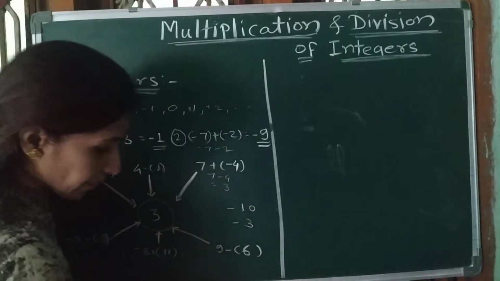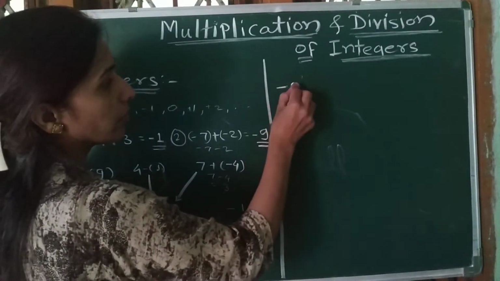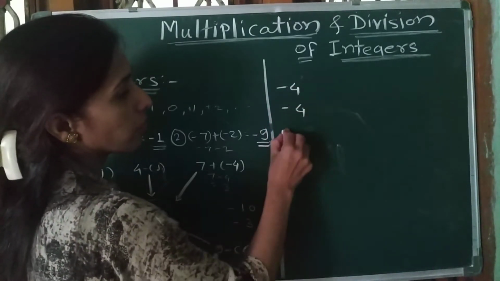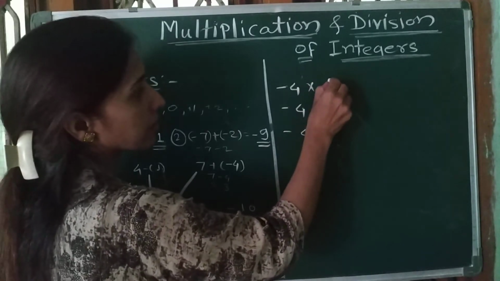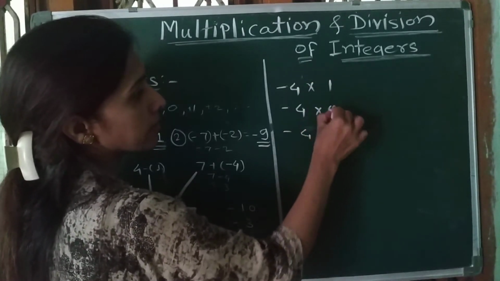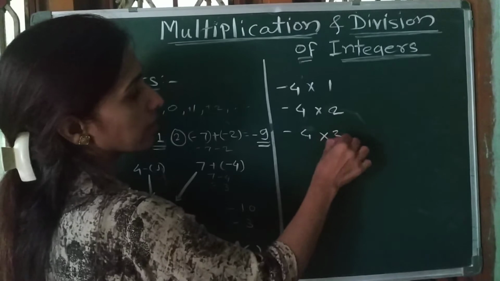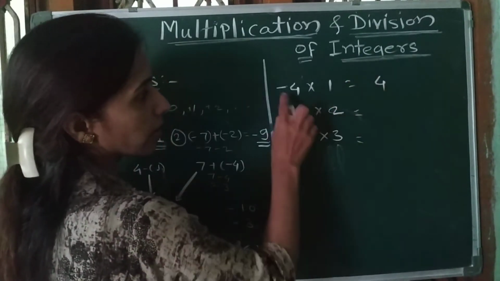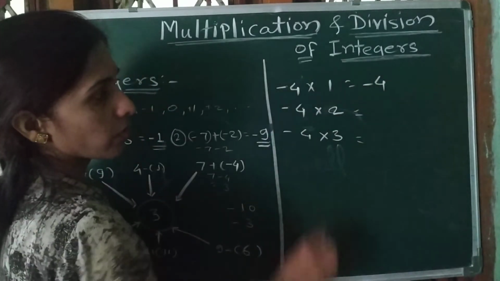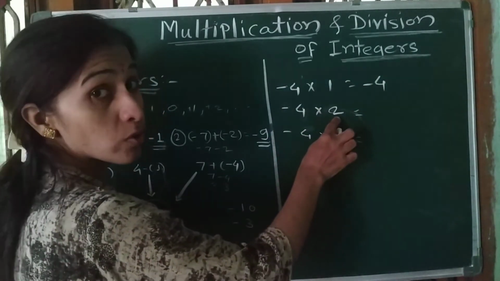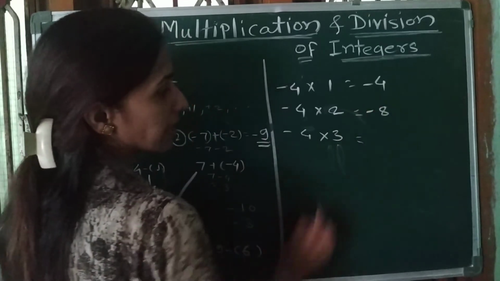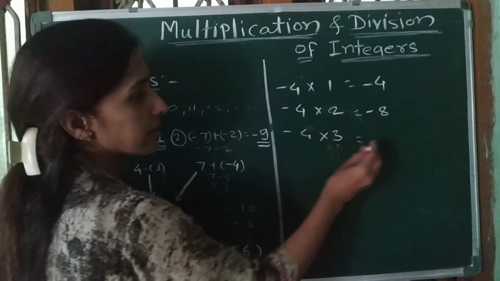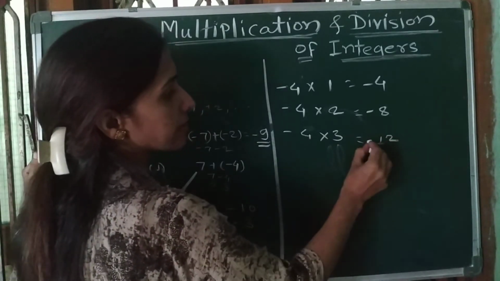In the multiplication table, suppose you have to make the table of minus 4. Multiplication 1, 2, 3. So what will be here? 4 ones are 4, with the negative sign, minus 4. 4 twos are 8, minus 8. Minus 4 into 3, 4 threes are 12, sign minus.